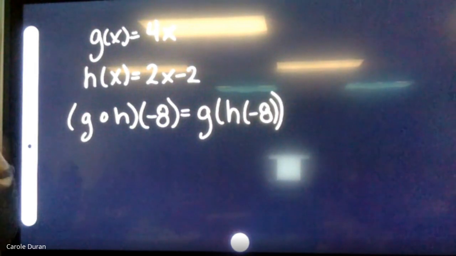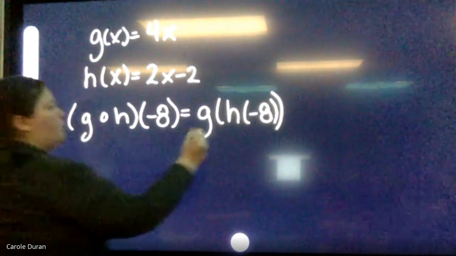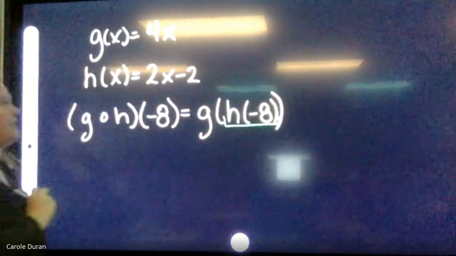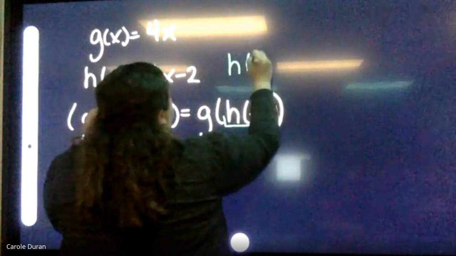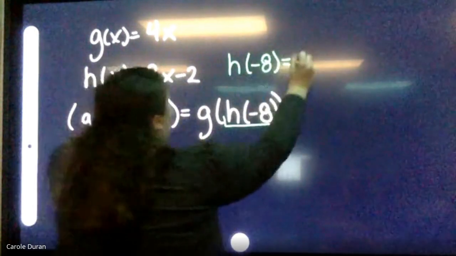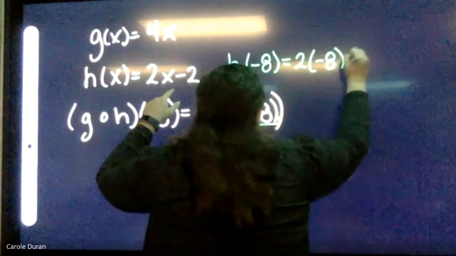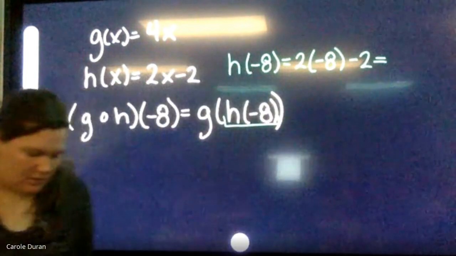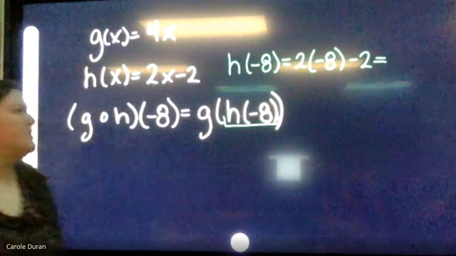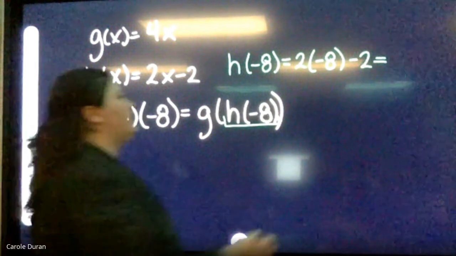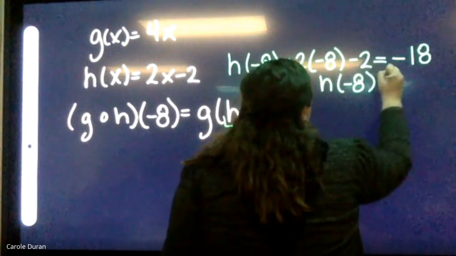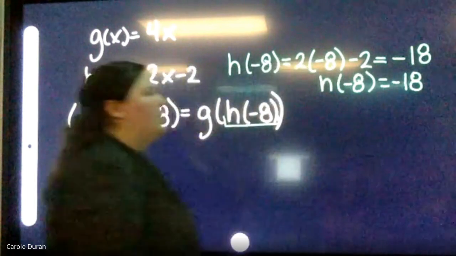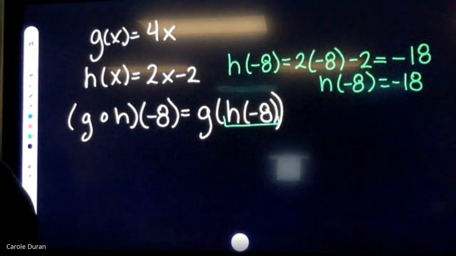When we're doing something like this, I need to solve my inside function first, which means I need to find what h of -8 is equal to. So I go to my h function, and then I plug in -8, and we see what answer we get. So that means I get 2 times -8 minus 2. I know 2 times -8 is -16. Minus 2 is -18. So formally, I can write that h of -8 is equal to -18. Are we all okay there?